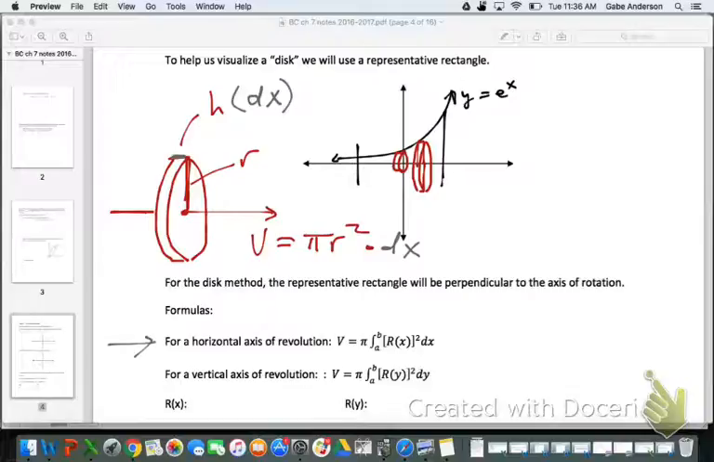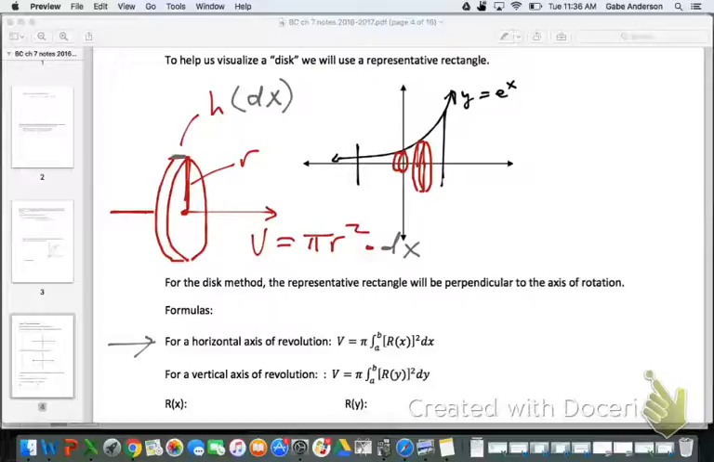So for a horizontal axis of revolution, volume equals essentially the integral of pi r squared dx, right? And then for a vertical one, it's going to be pi r squared again, but everything is going to be in terms of y. Please just remember, for the disk method, it's simply the volume of a disk, pi r squared times the height being dx or dy. Just remember circles, right? That's it. You all remember the area of a circle is pi r squared. We're just going to use that over and over again.